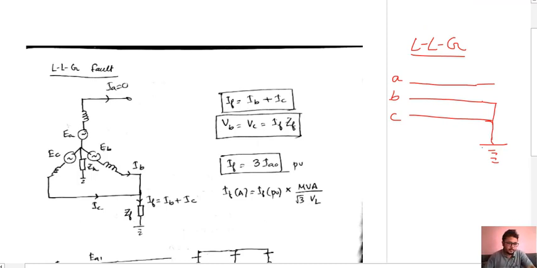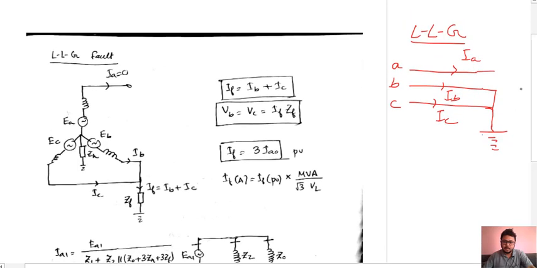Here we have three lines and a neutral having impedance Zn. Now the fault occurs between IB and IC, that means phase B and phase C fault occurs. Initially IA current was flowing, IB current was flowing, and IC current was flowing. Initially all the currents were zero.